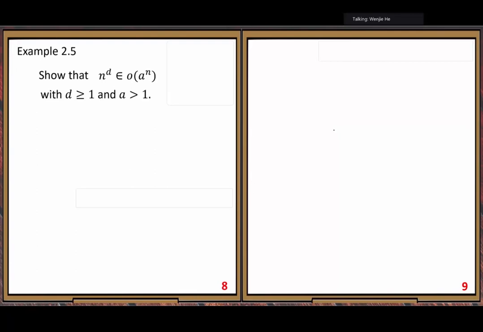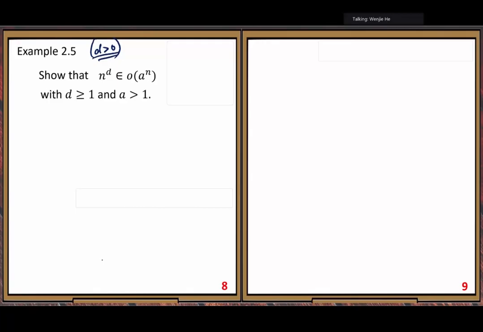Later we will see that if d is positive, it's okay. This condition is correct for any positive d. So we can improve it to that condition.